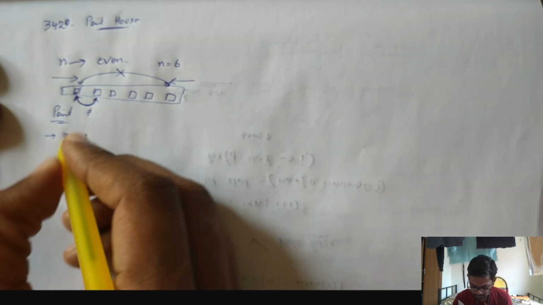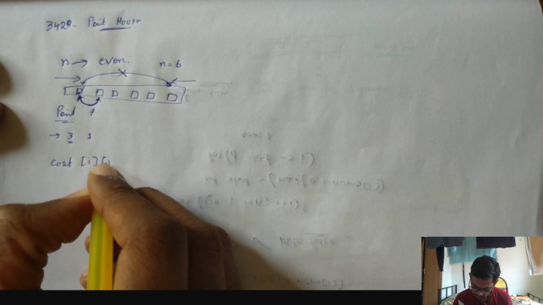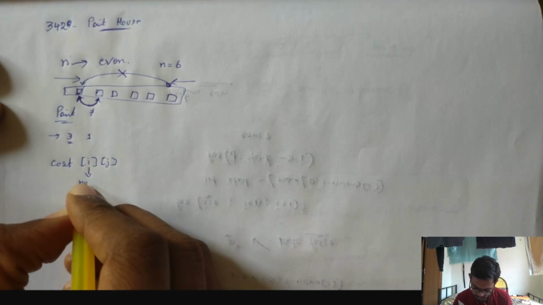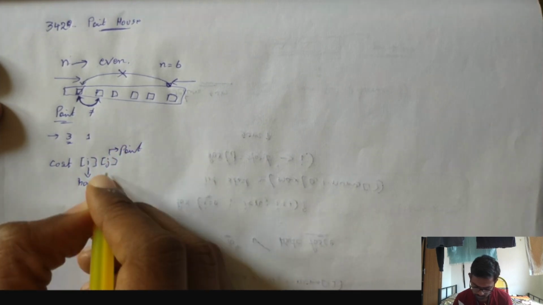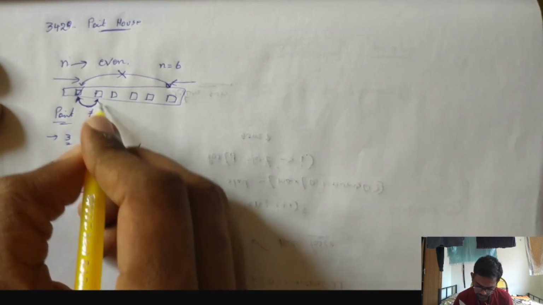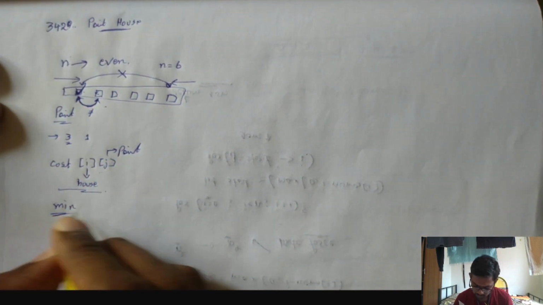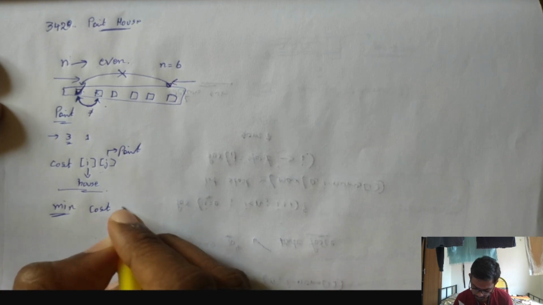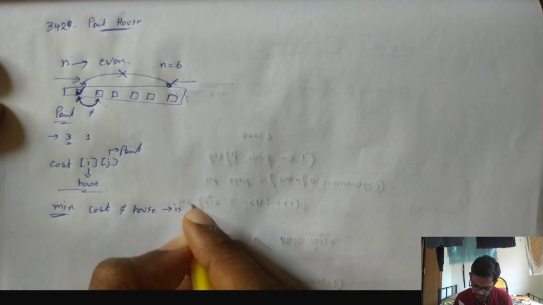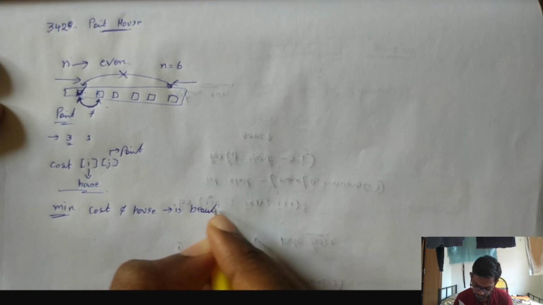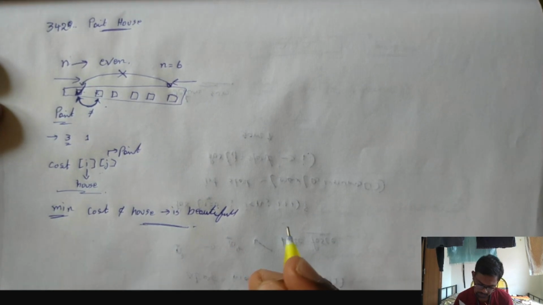And for every color we paint, we do have a cost, cost[i][j], which implies the cost of painting this house with this color. Okay, we need to find the minimum cost, and the houses should be beautiful. This is what our problem is.